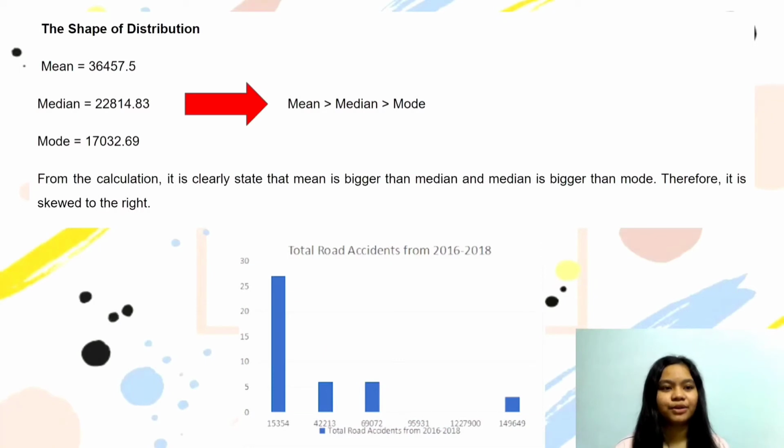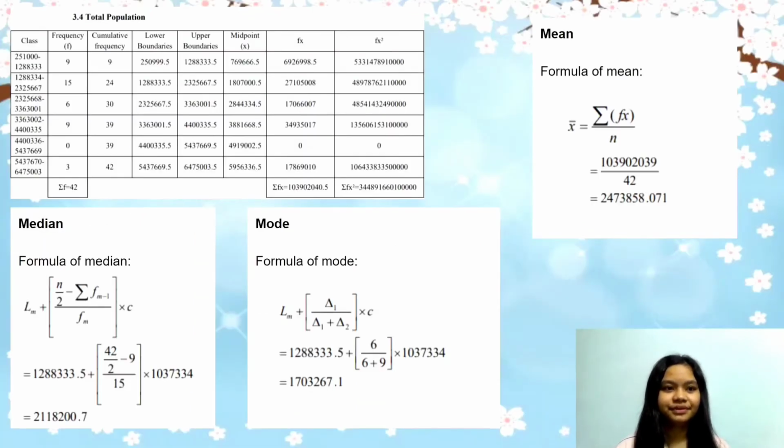And next is the shape of distribution. From the calculation, we know that mean is bigger than median and is bigger than mode. Therefore, it is skewed to the right. The table below shows the solution. And the last one is the total population.